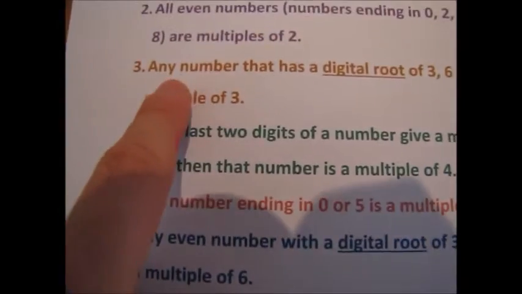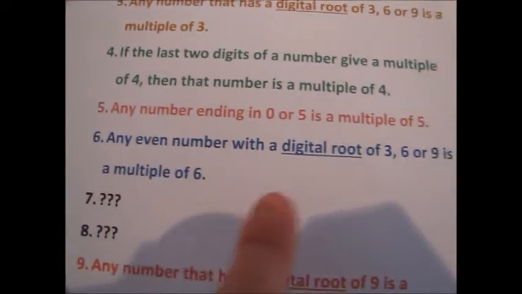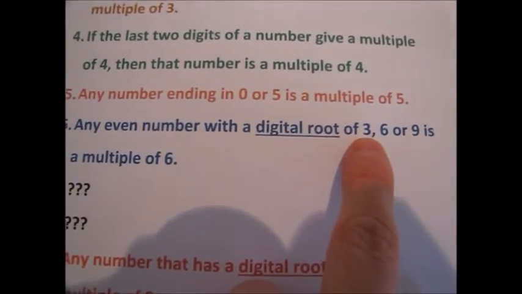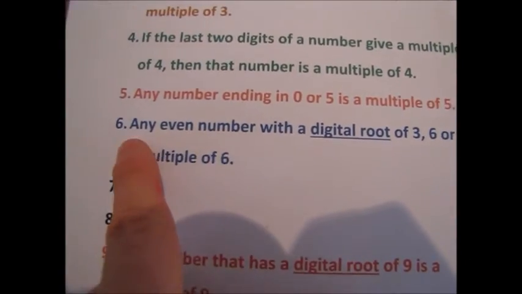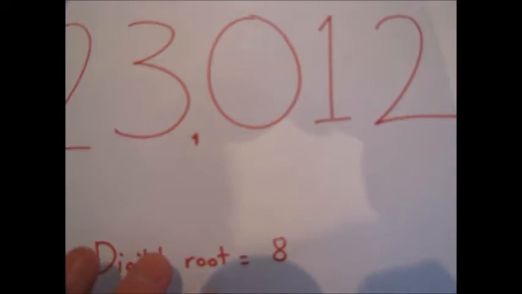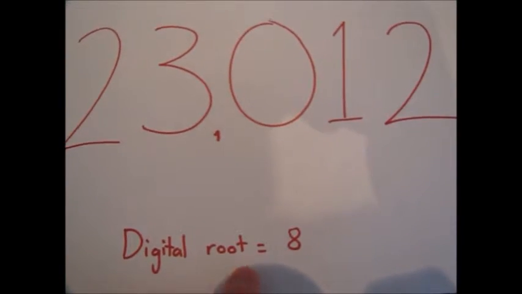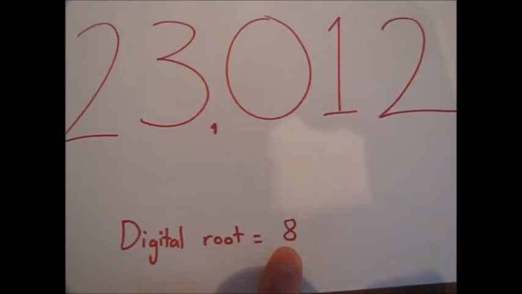It's very similar to number 3, okay? So it's got to have a digital root of 3, 6 or 9, but it must be an even number for it to be a multiple of 6. So let's have a look. So let's just go back. So we had already worked out that the digital root was 8, I'm afraid. So no, it won't be in the 6 times table.